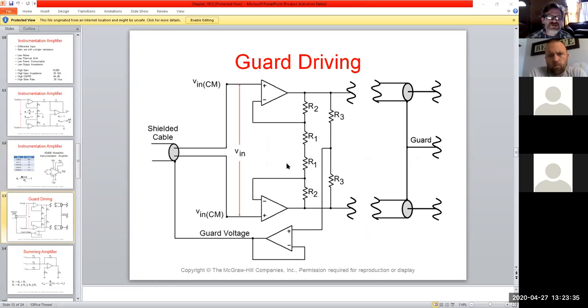Oh, guard driving. Now, what would you think that could possibly be? This is an interesting circuit. So notice that we have a shielded cable here, okay? And we've got common mode inputs feeding out. But we've got this guy coming back around.